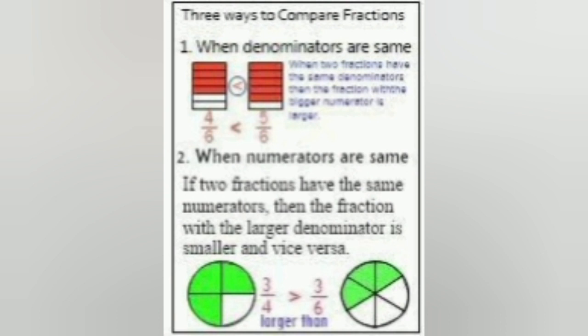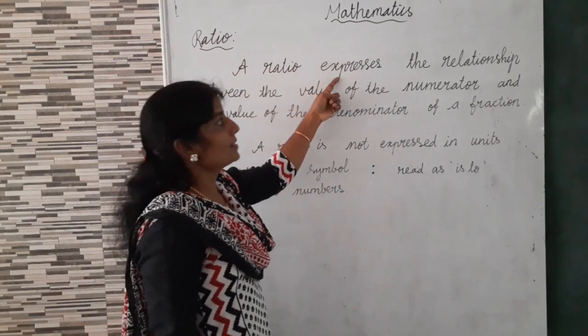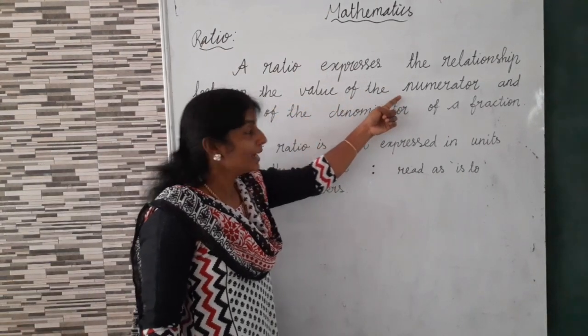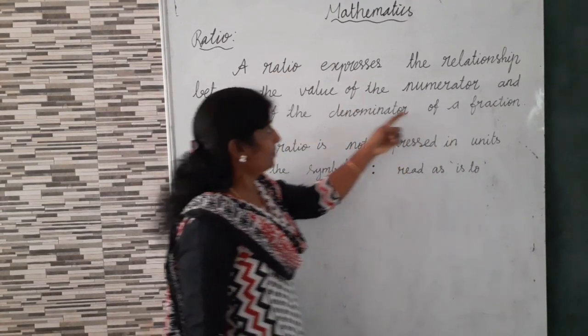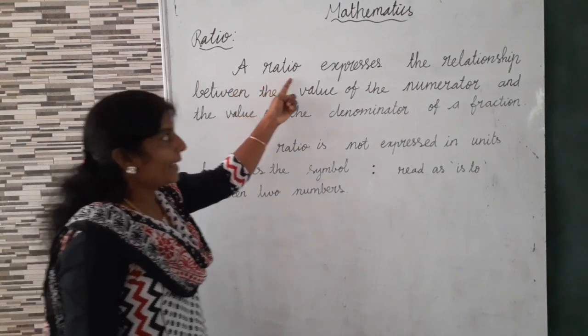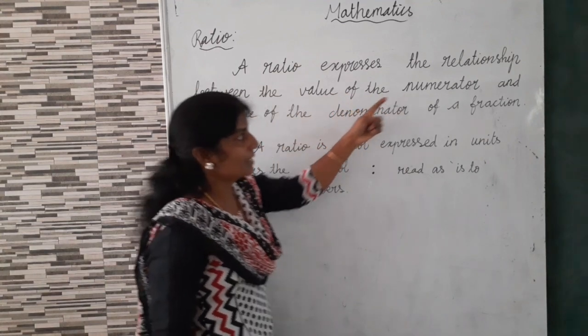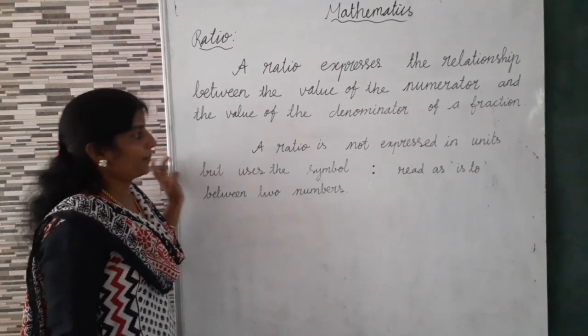Isn't it? Okay. Now, we are going to study about ratio. Ratio. What is ratio? A ratio expresses the relationship between the value of the numerator and the value of the denominator of a fraction. Okay.